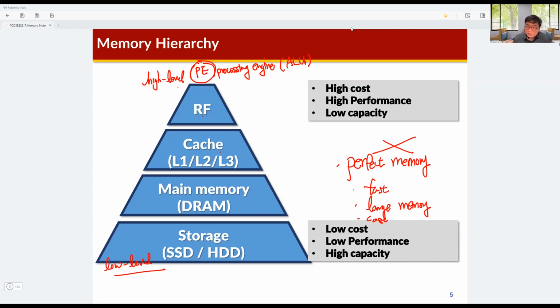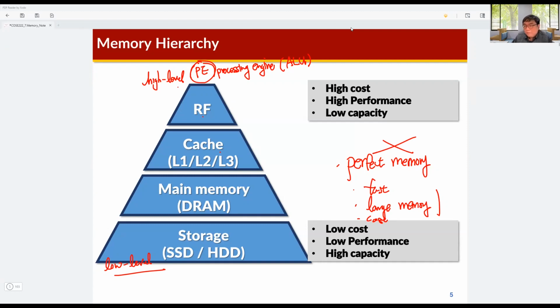So what are the characteristics of a perfect memory? Fast, so high performance, large, so high capacity, and cheap, low cost. So this is the perfect memory everyone wants to buy, but we cannot buy this perfect memory in the real world. So what does that mean?